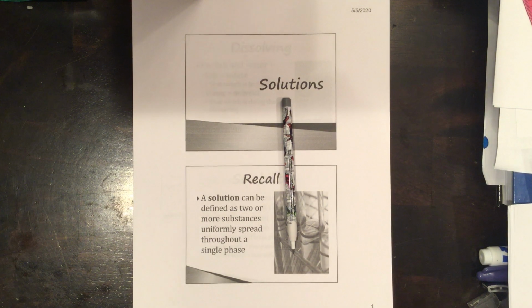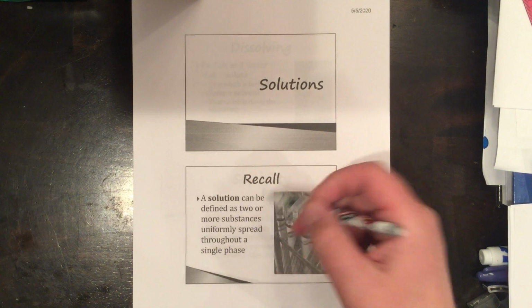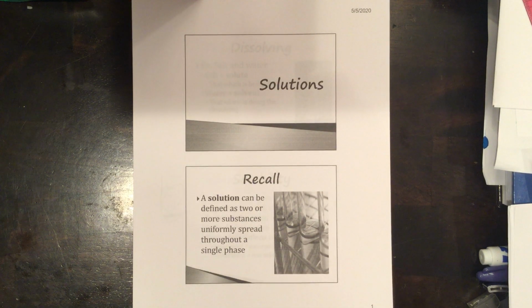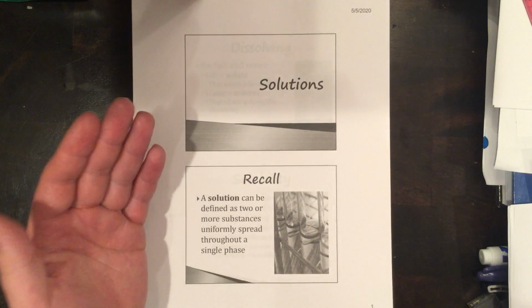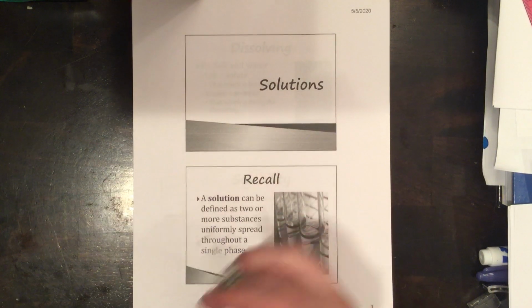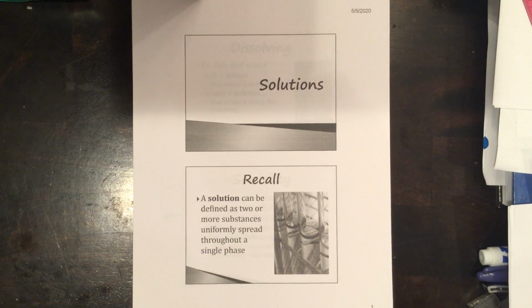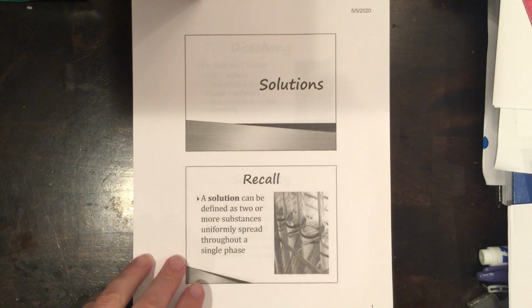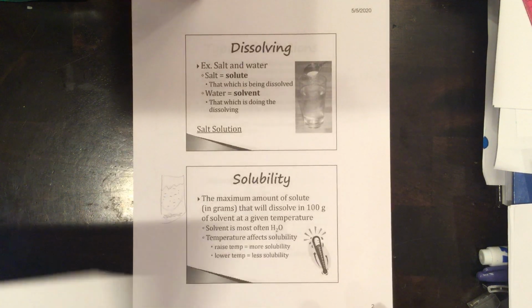Okay, this is going to be on solutions. We already talked about solutions earlier in the year. And there's the definition: two or more substances uniformly spread throughout. So I always talk about solutions this way: if you took two handfuls of the substance and looked at each, they would be identical and they have the same properties. Okay, so we're going to talk about solutions here.